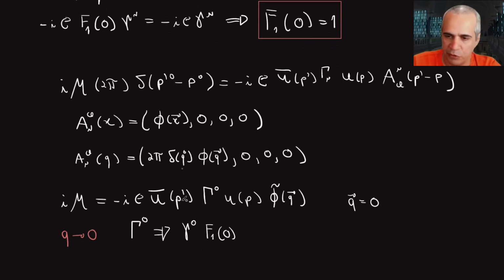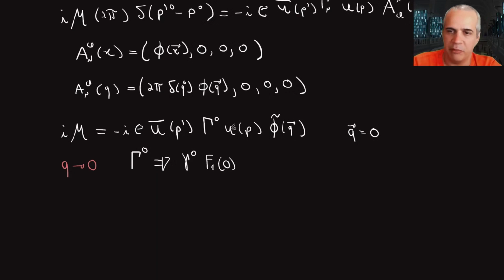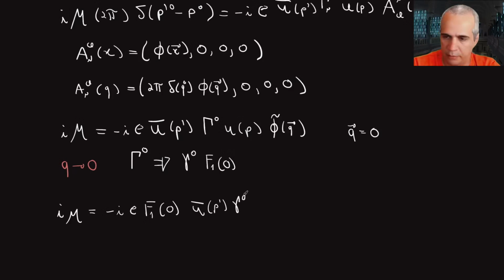So I'll substitute that here. I'm assuming my potential is falling over macroscopic distance, so I can do that substitution and write that this is iM equal to minus i e F1(0) ū(p') γ⁰ u(p) times this distribution.